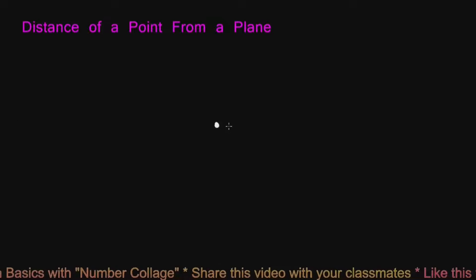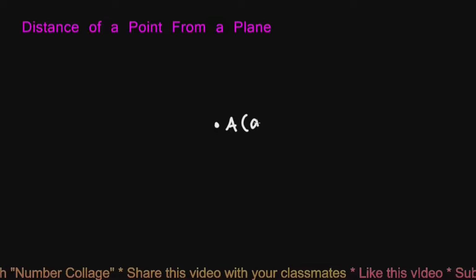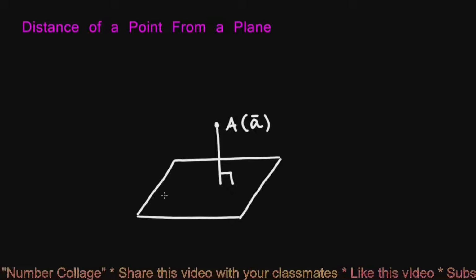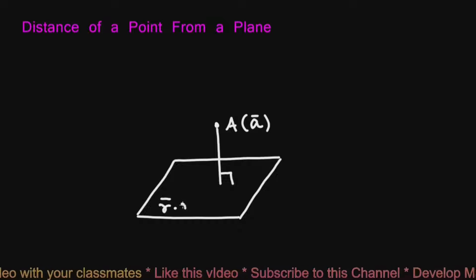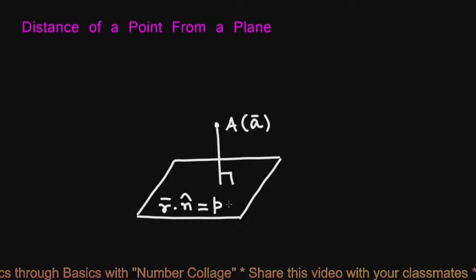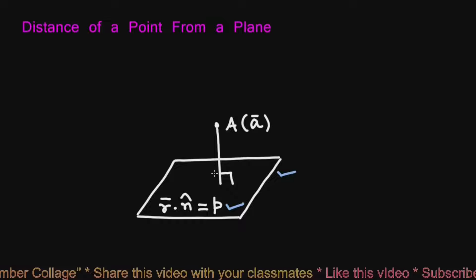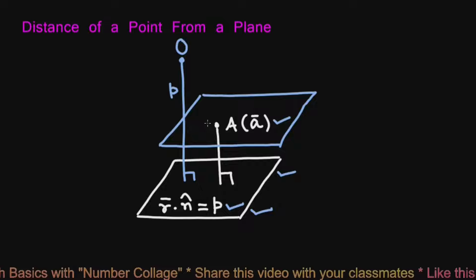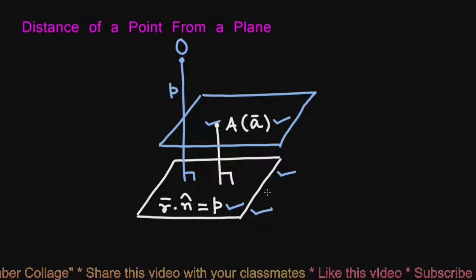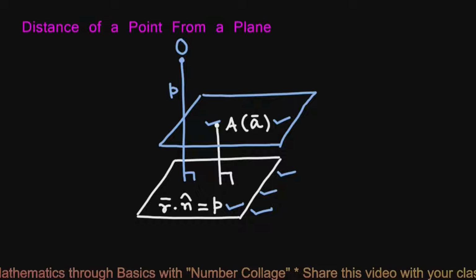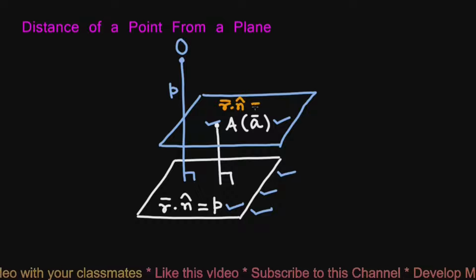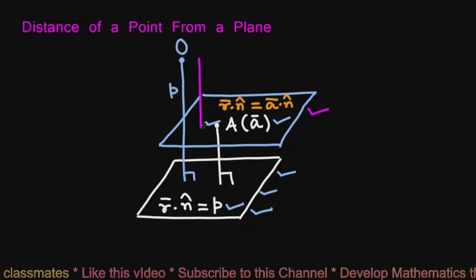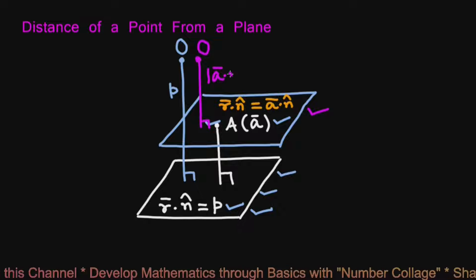Consider a point A whose position vector is a bar, and we have to find distance of this point from a plane whose equation is r bar dot n cap equals p, where this p is distance of this plane from the origin O. We will draw another plane passing through the point A and parallel to the given plane, whose equation will be r bar dot n cap equals a bar dot n cap, and distance of this plane from origin will be mod a bar dot n cap.